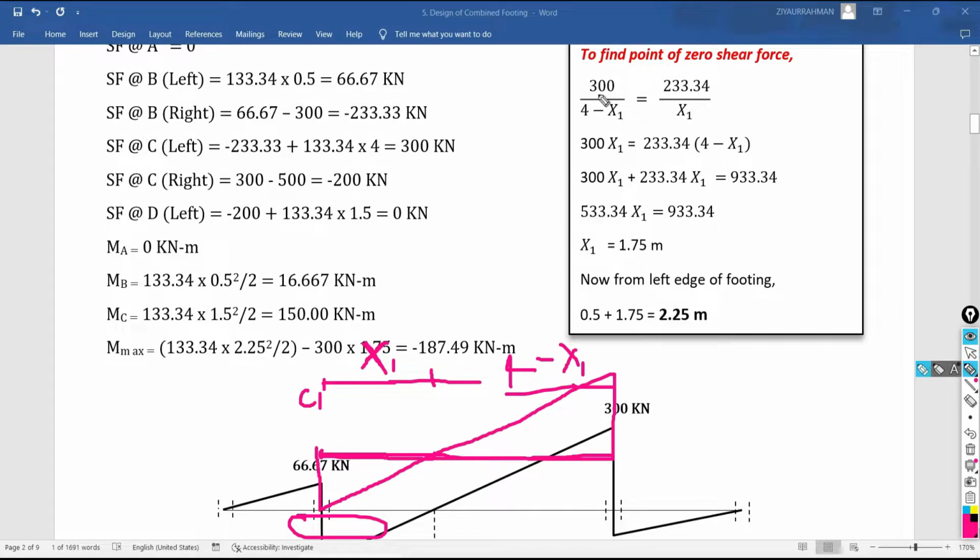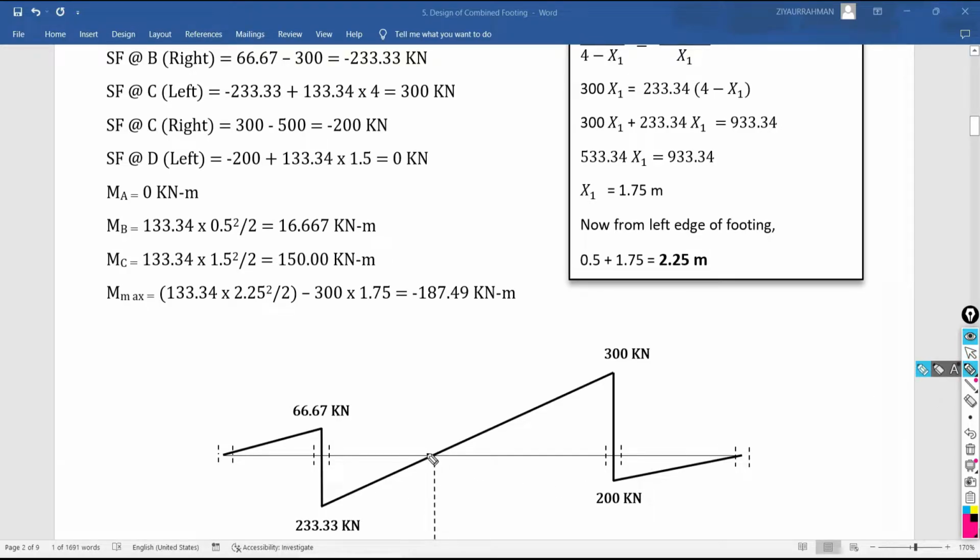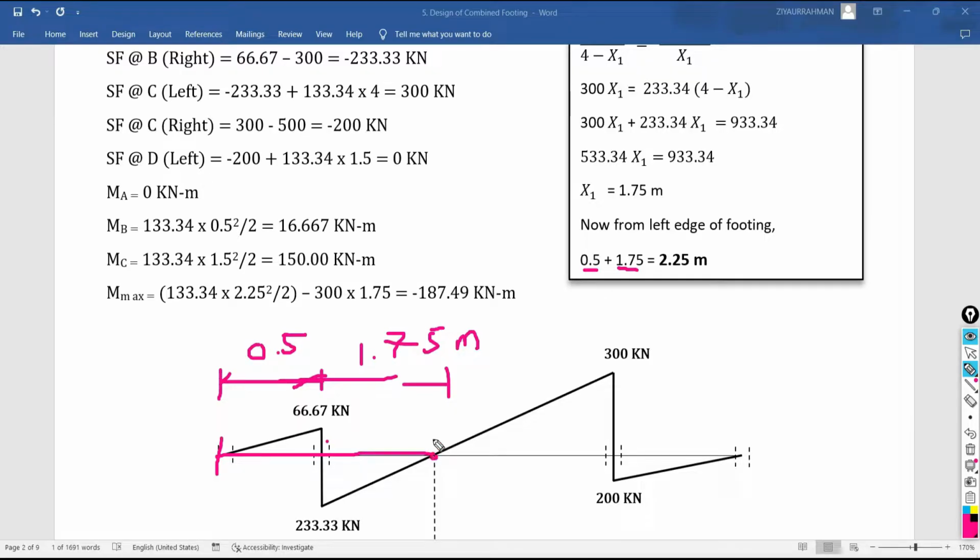Thereafter cross multiplication will be there. Then you have to solve these equations. You will finally get the value of x1 as 1.75 meter from the center of this column C1. The point of zero shear force is at a distance of 1.75 meter. But we know that from the center of this C1 up to the edge of the footing the span is 0.5 meter. So if you add 0.5 plus 1.75, you get the final point of zero shear force distance from the edge of the footing. It is totally 2.25 meter. Right.